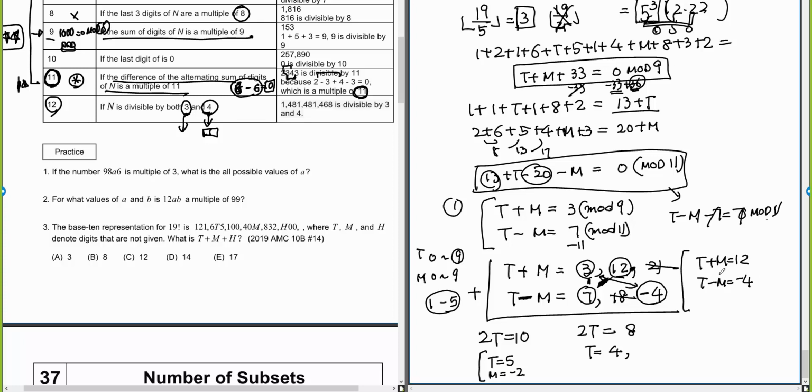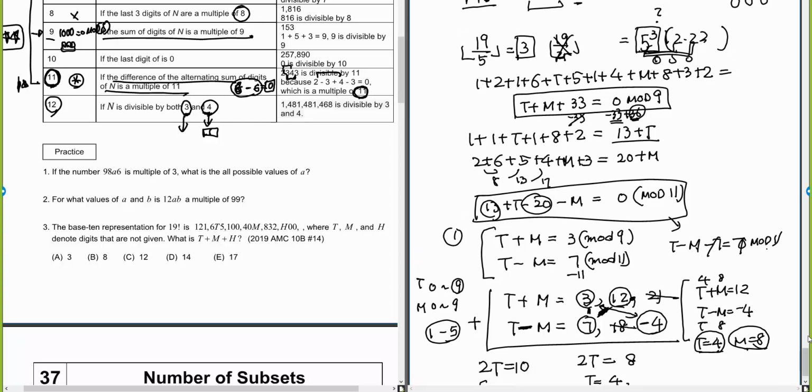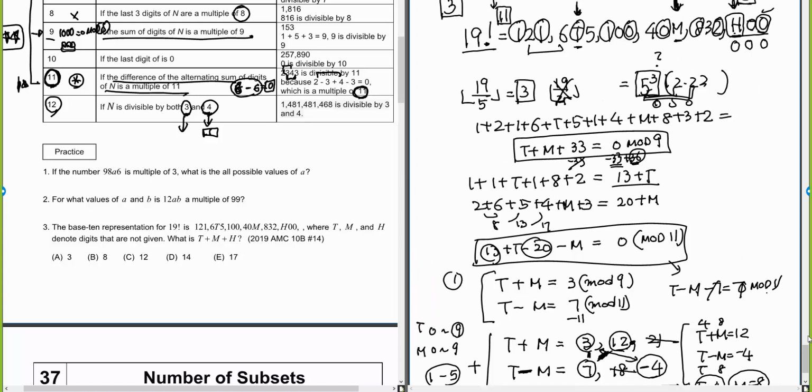When t is 4, what is m? M is 8. Isn't that working, right? Yes, t is 4, m is 8. They're working. So finally, t is 4, m is 8, h equals 0, right? We have 3 numbers. The question asks for the sum of all these 3 digits, 4 plus 8 plus 0, which is what? 12 is the answer, okay?